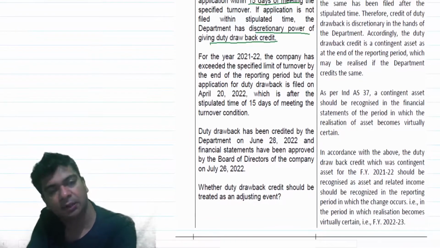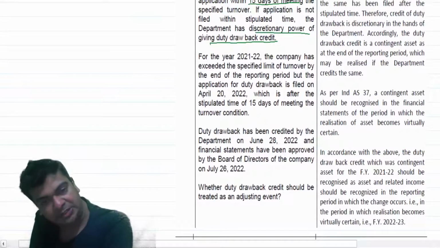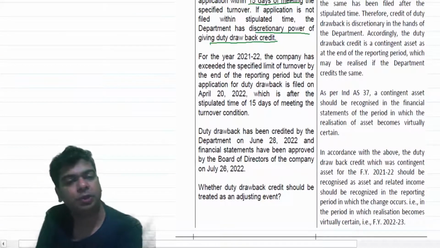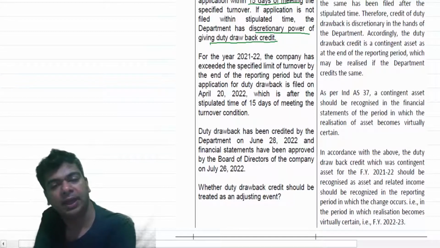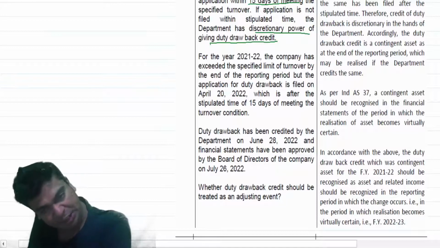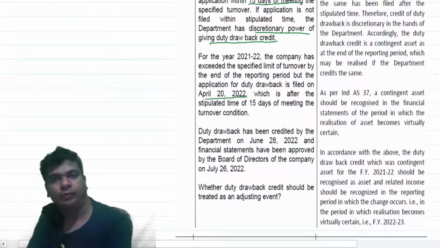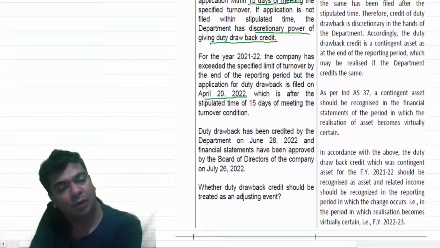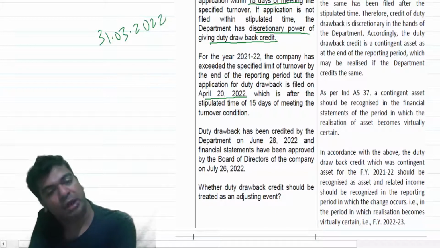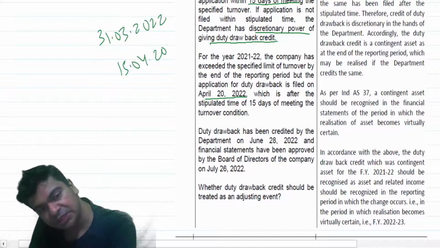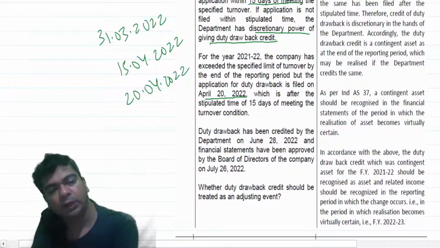So keeping this as a background, we understand the main question. They are saying for the year 2021-22, the company has exceeded the specified limit of turnover by the end of the reporting period, but the application for the duty drawback is filed on April 20, 2022. Right, the year has ended on 31st March 22. You should have filed your application within 15 days. Instead, you have filed it on 20th April 2022.